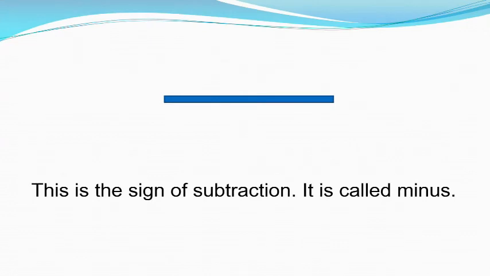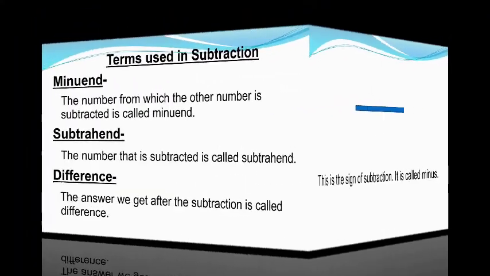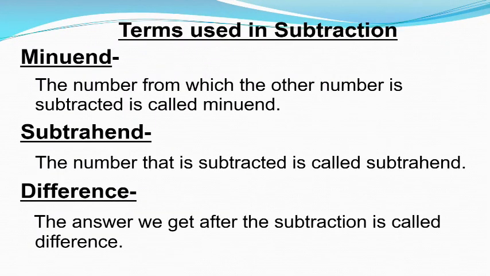This is the sign of subtraction. It is called minus. Let us know the terms used for the numbers in subtraction. There are three terms. First term is minuend. The number from which the other number is subtracted is called minuend. And the second term is subtrahend. The number that is subtracted is called subtrahend.